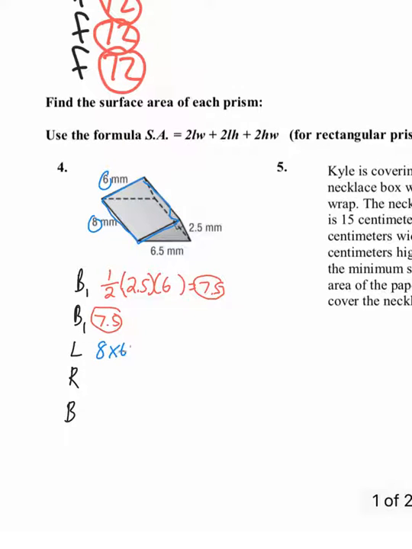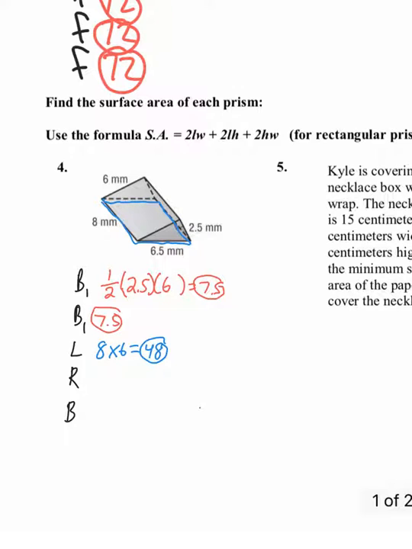8 times 6 is 48. Okay. Let me erase that so we can move to another one. Now I'm going to go to the bottom next because I hate that one on the right. It's hard for me to see. So the bottom is going to be right here.